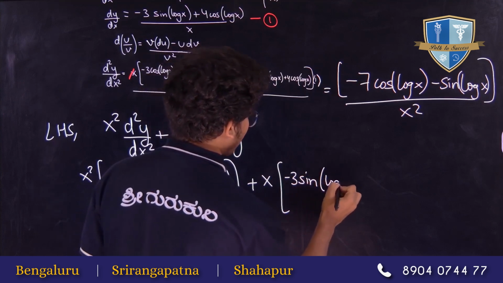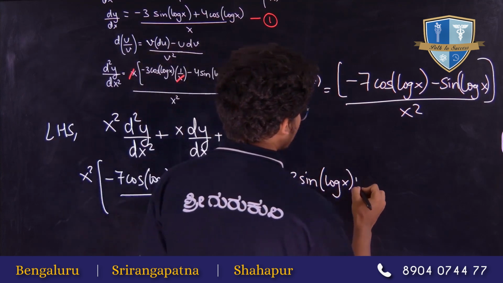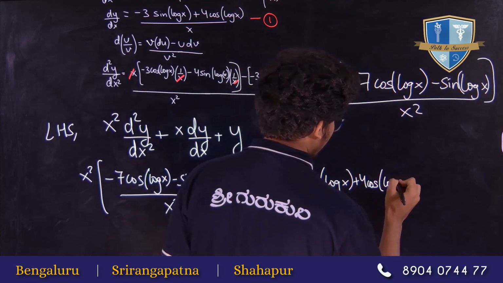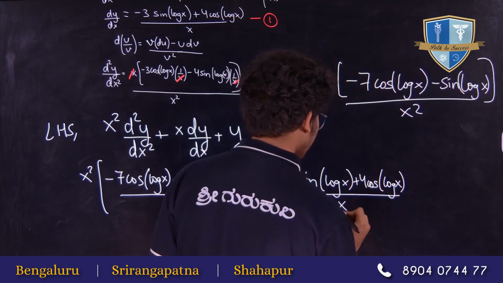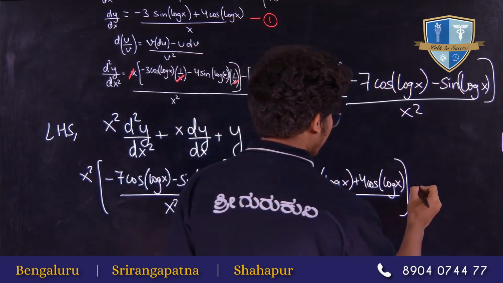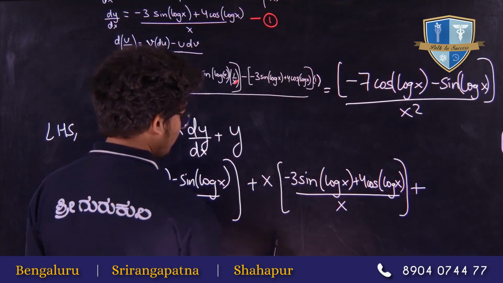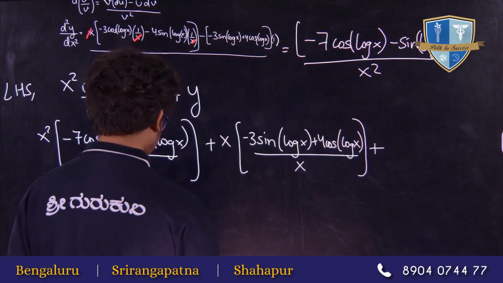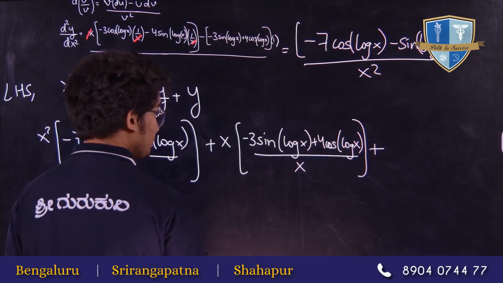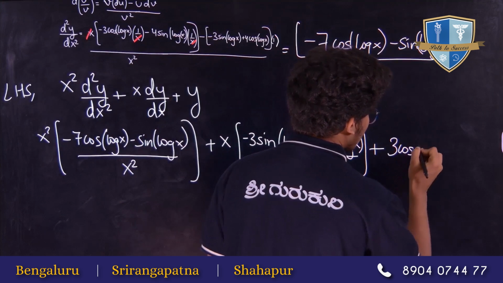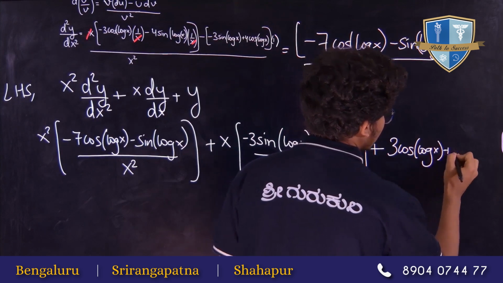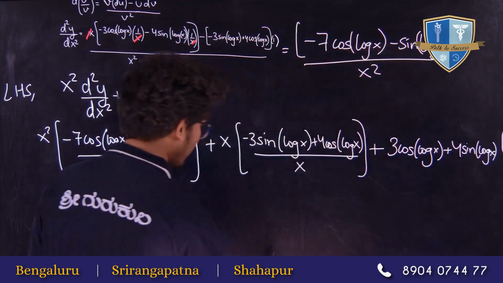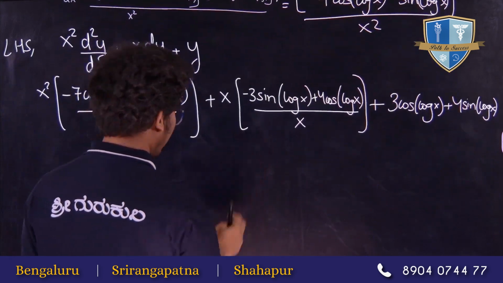whole thing divided by x square, plus x of dy by dx is here, so x multiplied by minus 3 sin of log x plus 4 cos of log x, divided by x, and plus y. If you see here, y is equal to 3 cos of log x plus 4 sin of log x, correct? Let me see it once again. 3 cos of log x and 4 sin of log x, correct?